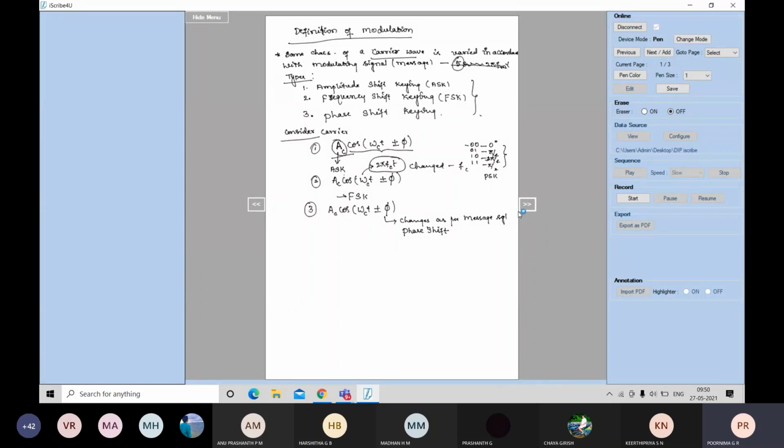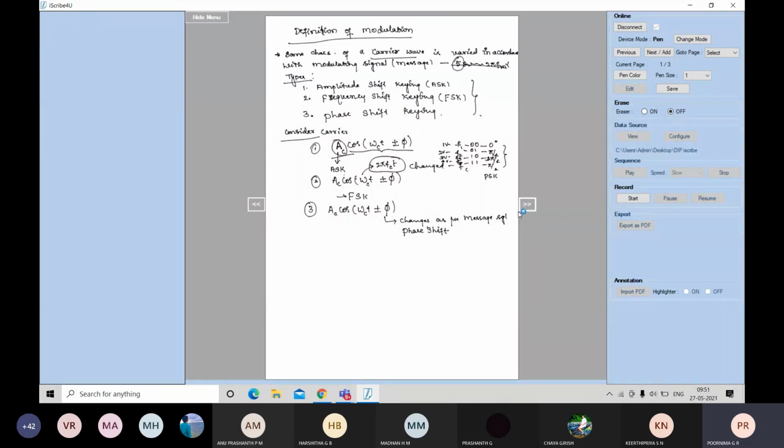So in ASK, what will be? 1 volt you may assign, 2 volts you may assign, 3 volts you may assign, 4 volts you may assign. Then it is termed to be amplitude shift keying. When you go for frequency shift keying, F1, F2, F3, F4, like this, you will be changing the properties of the carrier as per the message signal. So in such cases, it is termed to be frequency, phase or amplitude shift keying.